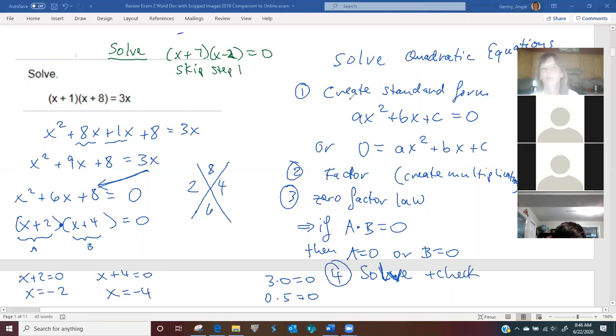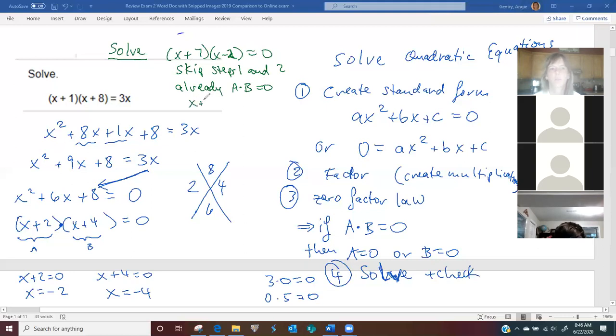You don't want to create standard form, because if you do, you're going to have to turn around and factor, you see? Skip steps 1 and 2 in this case, because already A times B equals 0. So you go straight to step 3. So this one's cake. This is a gift.